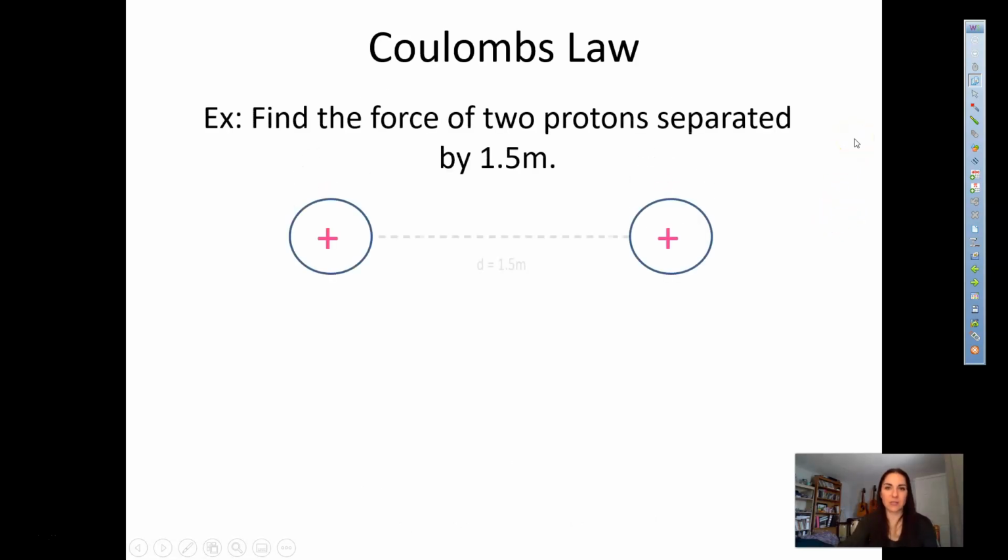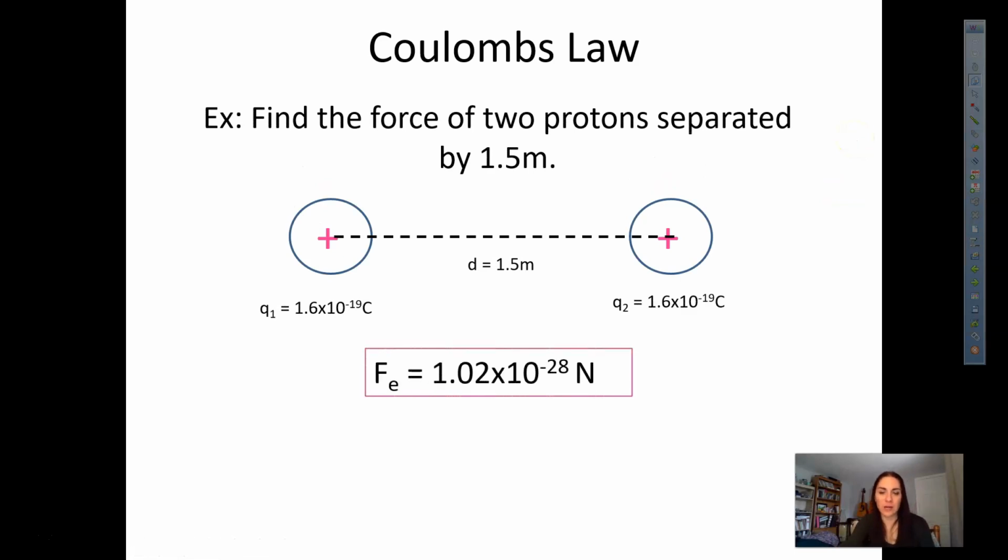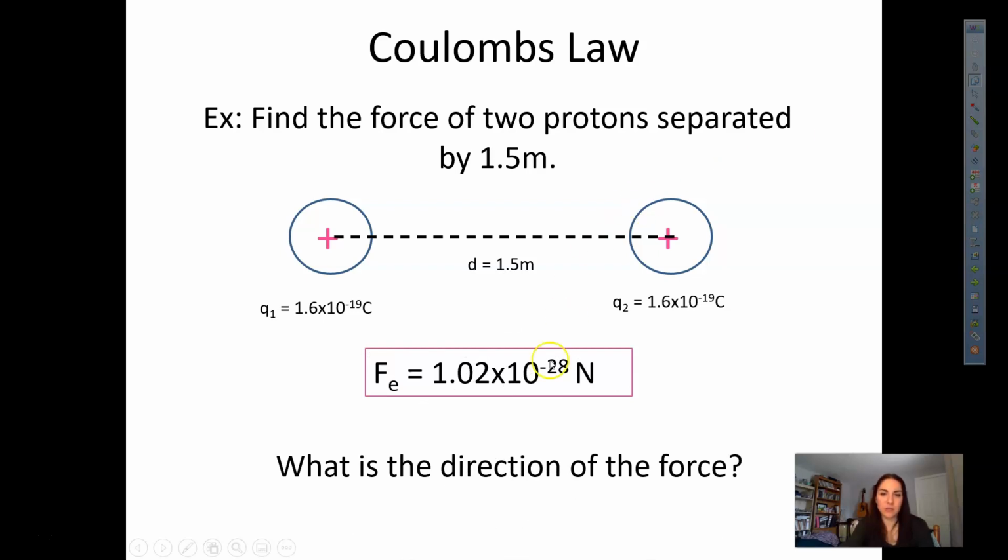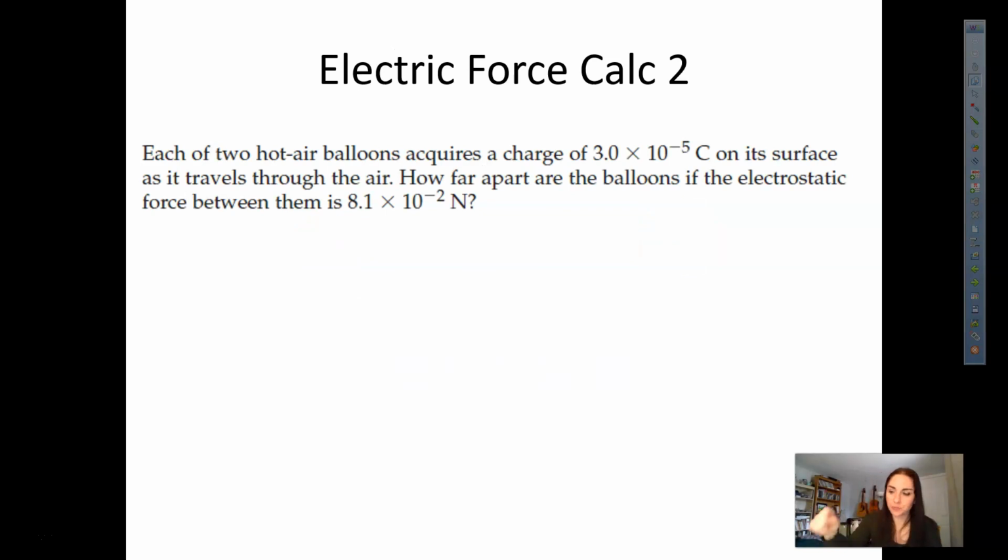So I do this in class. This is a quick example. Imagine if I was holding 2 protons. The calculation is incredibly small. You can see the force is 10 to the negative 28. If I were to physically hold 2 protons this far apart, they'd probably just sit there, because the force between them is so small that you wouldn't even see them being repelled. So that's just a consideration of how small that force is.